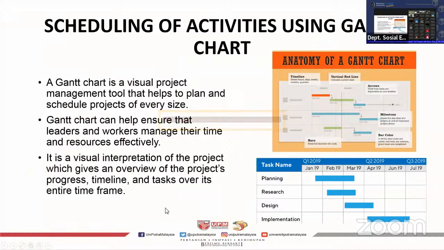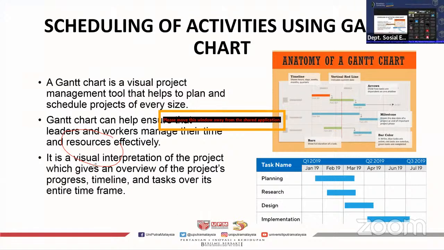For the scheduling of activity using a Gantt chart, as I mentioned earlier, a Gantt chart is a visual project management tool that helps to plan and schedule projects of every size. Here we can see the anatomy of the Gantt chart. We have the activity as well as the time. The Gantt chart can help ensure that leaders and workers manage their time and resources effectively, because under time you can manage your time, and resources show what kind of activity has been allocated for that resource, or what types of resources have been allocated for each different activity.